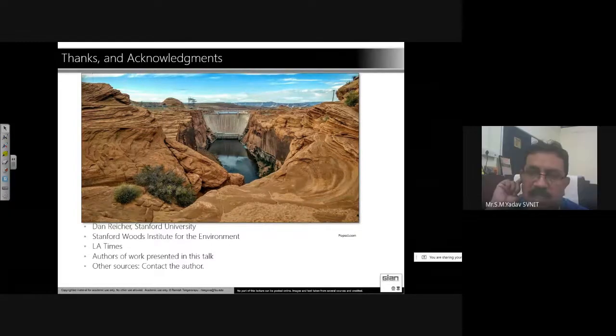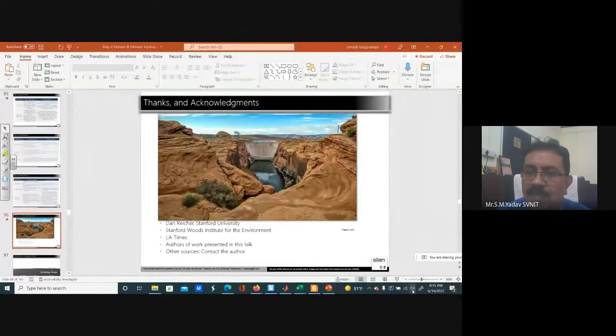The first question is asked by Deepak. Sir, you mentioned storage increase in the dam. How is that possible, as the storage may decrease due to sedimentation?